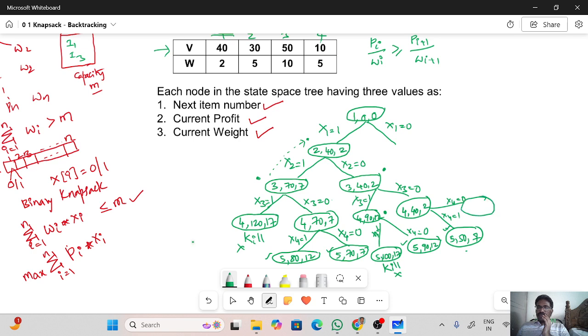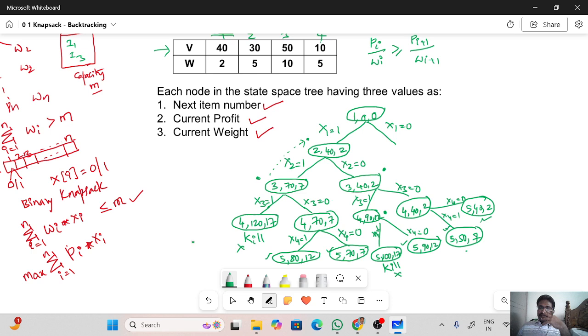possibility, x4 equal to 0. That is nothing but I am considering only item 1. Item 2, item 3 and item 4 ignored. So what is the next item? 5. What is the profit I am getting? Only 40. What is the weight? Only 2. Is 2 greater than 16? No. I am going to expand. Is there any fifth item? No. I reached the dead end. As of now, this is also one solution, but the maximum we are getting is 90.